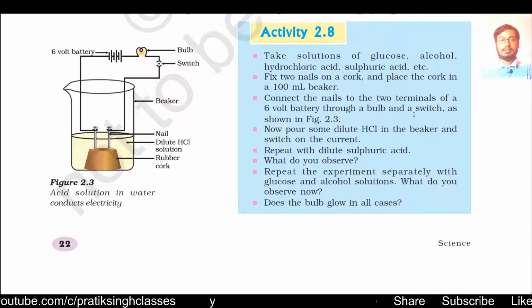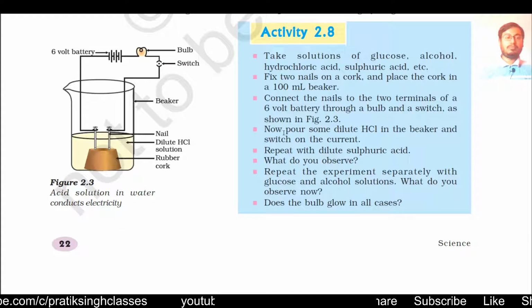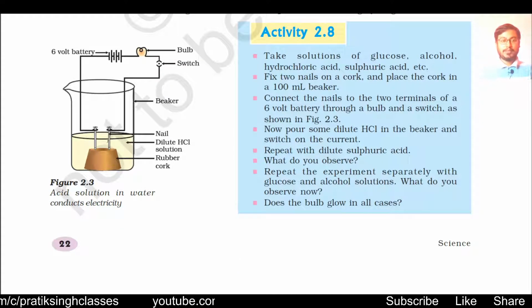Here in figure 2.3, what are the things given here? We have a beaker, then we have a rubber cork, then we have iron nails, which will work here as electrodes. Then in the beaker we have poured dilute hydrochloric acid solution. The electrodes are connected with wire, switch, bulb, and a 6-volt battery. As the figure suggests, we have 3 cells for a battery.